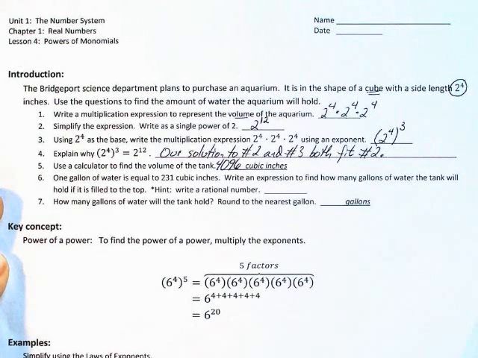Now problem 6, 1 gallon of water is equal to 231 cubic inches. Write an expression to find how many gallons of water the tank will hold if it's filled to the top. Hint, write a rational number. Recall, a rational number is a number that could be written as a ratio, one number compared to another.